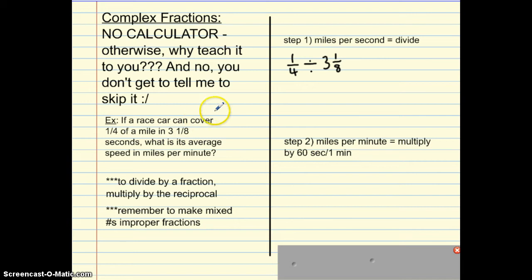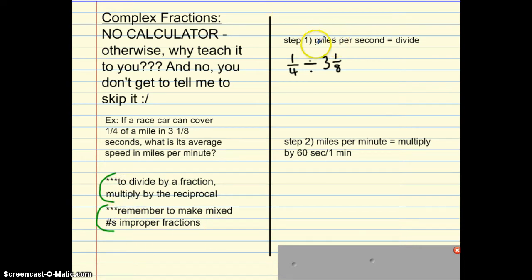So our example: if a race car can cover 1/4 of a mile in 3 1/8 seconds, what is its average speed in miles per minute? Well, a couple of reminders. To divide by a fraction, remember that we multiply by the reciprocal. And also, remember to handle mixed numbers as improper fractions.